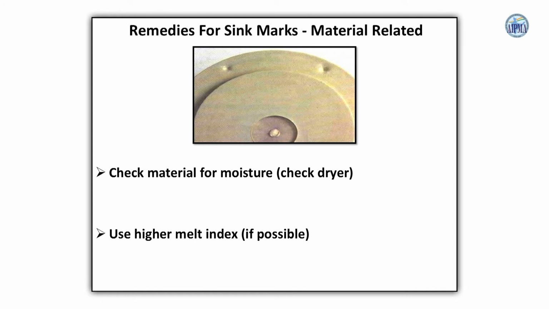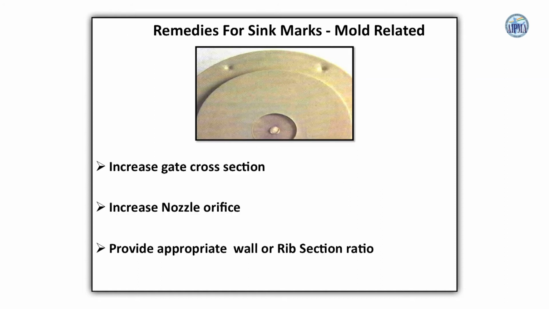Remedies, raw material. Check material for moisture. Check dryer for proper working. Use higher melt index if possible. Remedies, mold. Increase gate cross section. Increase nozzle orifice. Provide appropriate wall or rib section ratio.